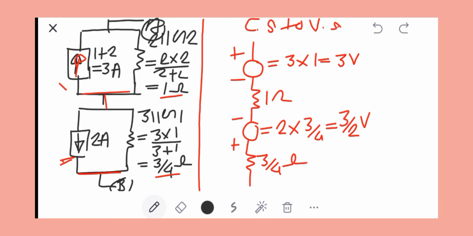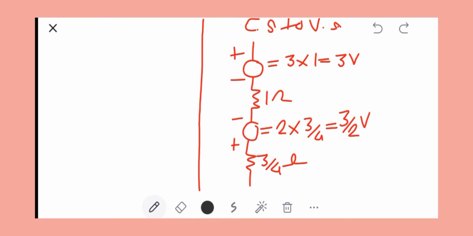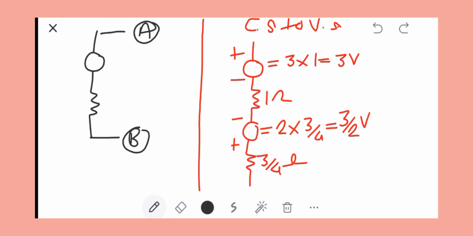Now we can say that both the voltage sources are connected in series, and voltage sources can be directly added in series combination. Okay, so now add both the voltage sources and get the equivalent circuit. This is A point, this is B point. Impedances, 1 plus 3 by 4 is how much? 11 by 4. Okay, sorry, this is 7 by 4.